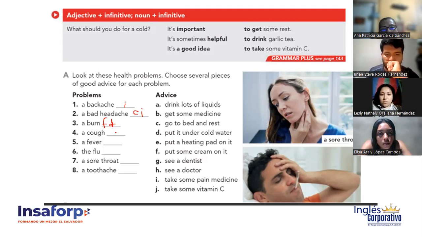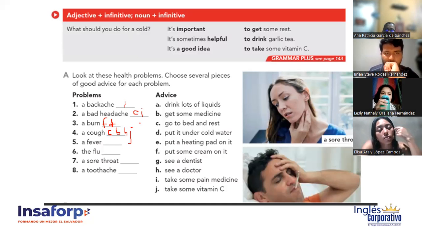A cough? Go to bed and rest. Get some medicine. Take some vitamin C. What about drink lots of liquids? When you get a cough, you have to drink lots of liquids.